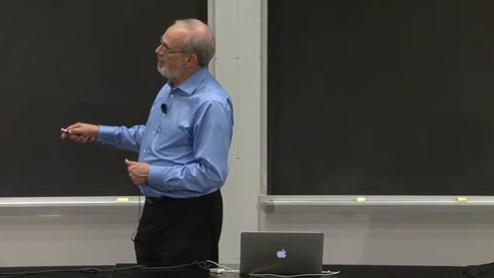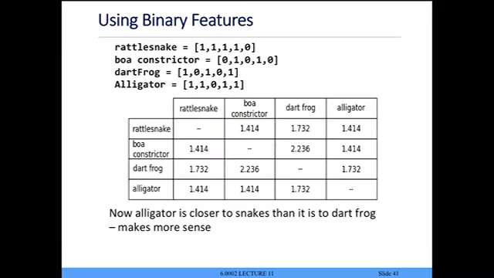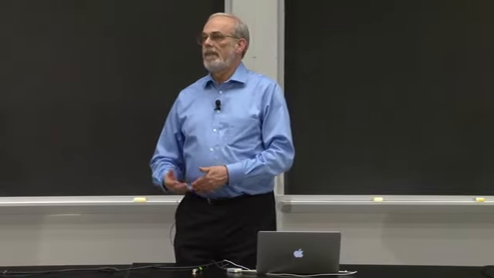So let's just make it a binary feature. Either it doesn't have legs or it does have legs. Run the same classification, and now you see the snakes and the alligator are all close to each other, whereas the dart frog, not as far away as it was before, but there's a pretty natural separation, especially using that number between them.